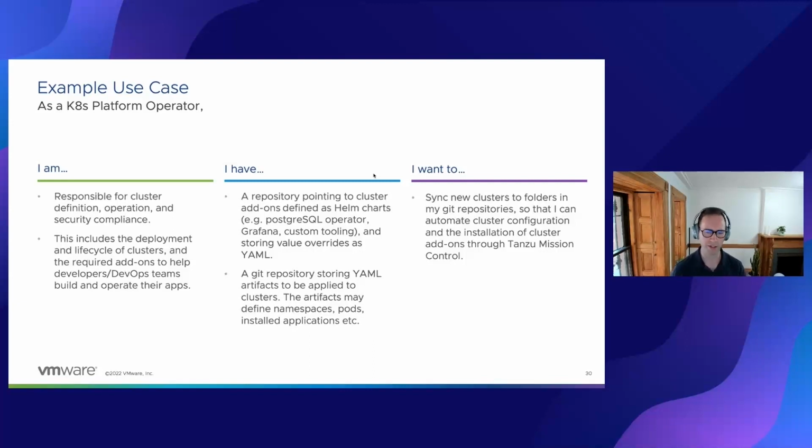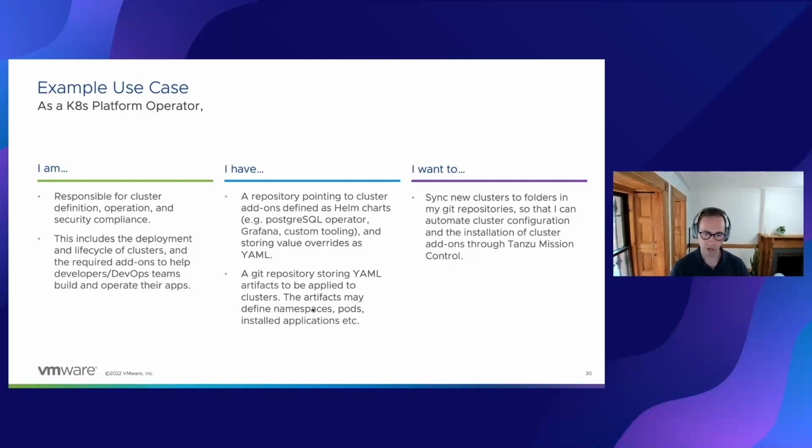You might also have a Git repository storing YAML artifacts that you want to be applied to the clusters. We'll talk about what those YAML artifacts are in more detail shortly, but some examples right now would be namespace definitions, pods, and installed applications.